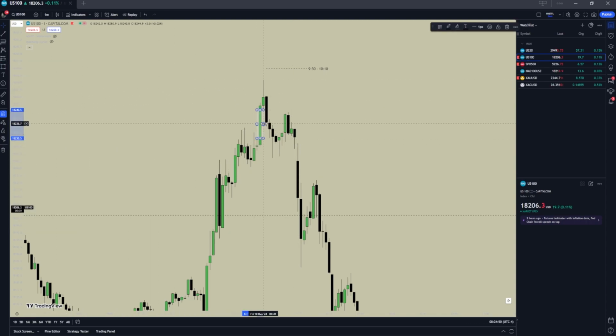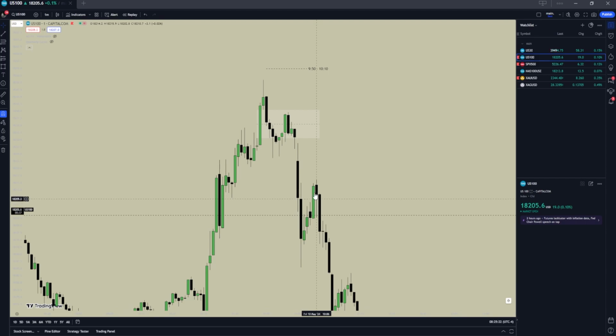Now let's check something else here. We can see the consequent encroachment of this gap right here. We close below it, trade above the consequent encroachment into this gap. Then we close below it. The next candle right here goes above it, but fails to close above it. That tells me price wants to reverse now. That's where I took my short.